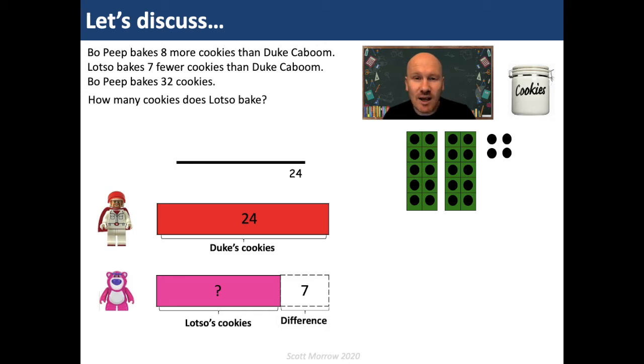But rather than taking away all 7 at once, I'm going to do it in steps in order to make it easier for myself. I'm going to start by taking away 4, because when I take away the 4, I'm left with 20. I've still got 3 more to take away to make that 7, which means when I take away the 3 from the 20, I'm left with 17, which means that Lotso must have baked 17 cookies.